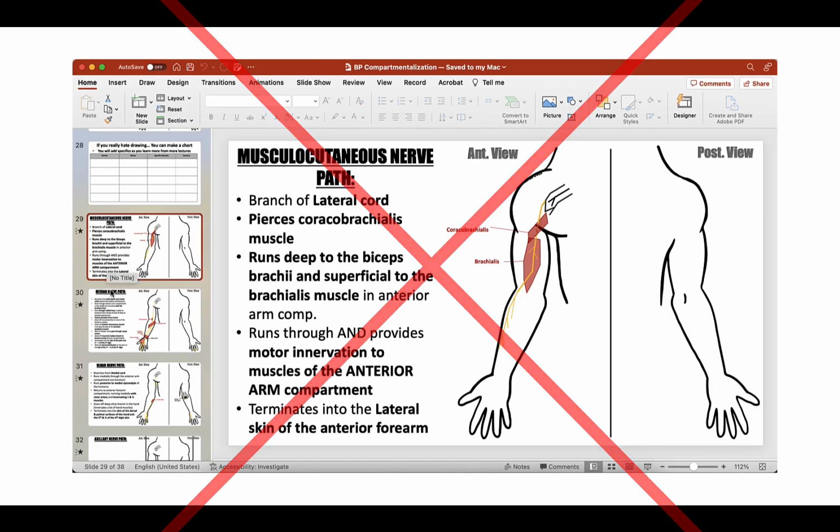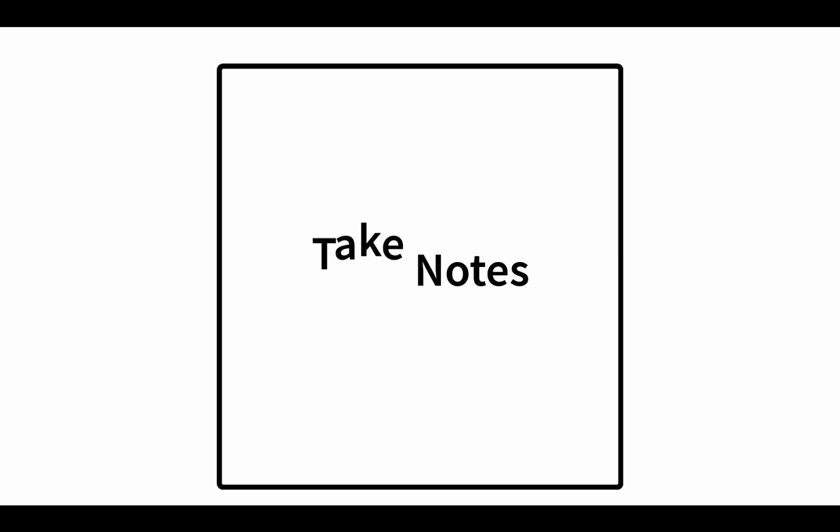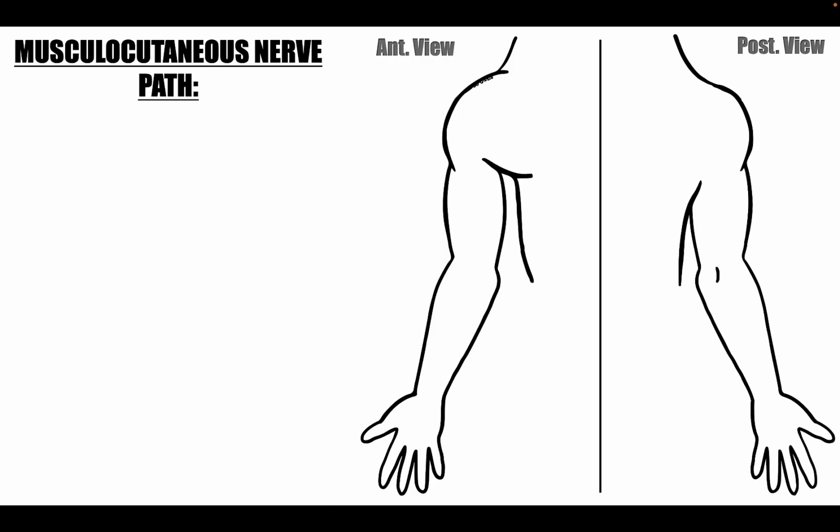Be active while you study. Say what you know out loud. Draw what you know from memory. And list what you know when you can so you don't forget the important things. I think that's enough unsolicited advice. Let's get into the actual pathway.